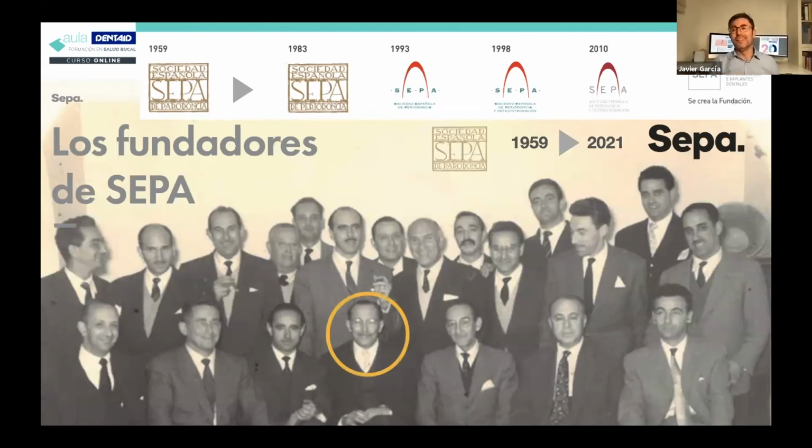Just if you allow me to say so, the president in those days was this doctor, Dr. Fonseca. At his left, you can see Dr. Mariano Sanz, who is the father of Professor Mariano Sanz, who spoke in the first webinar. And here in the last row, you see a young man, and his name is Félix Rodríguez de la Fuente.